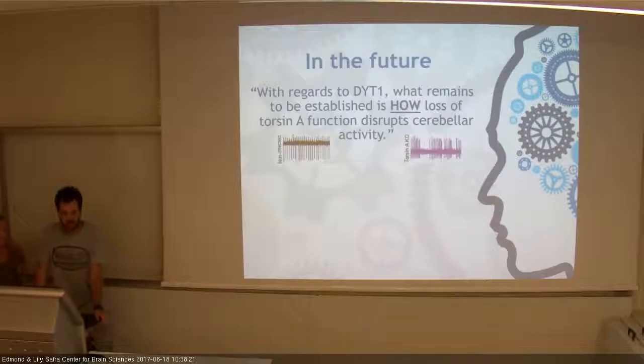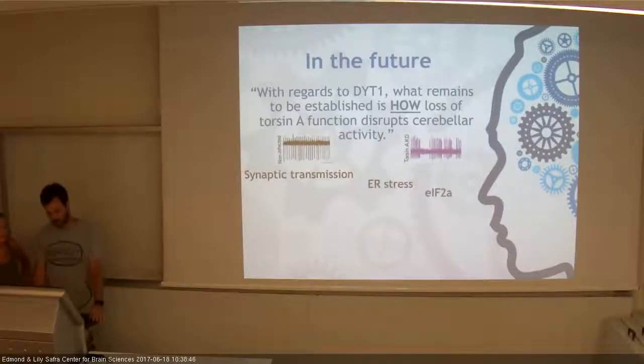In the future, there are two things that I want to see. With regards to this dystonia, what remains to be established is how loss of taurin A function disrupts cerebellar activity. In this paper, they didn't really know the functionality of this taurin A protein. So they hypothesized that it could be connected to synaptic transmission or ER stress, or even initiation factors and stuff like this.